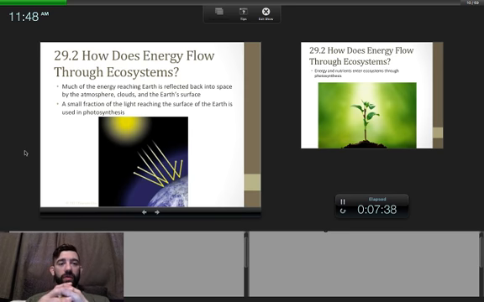So the only radiation that is retained on the planet as energy is that small fraction that reaches the surface and gets captured by a photosynthetic organism.